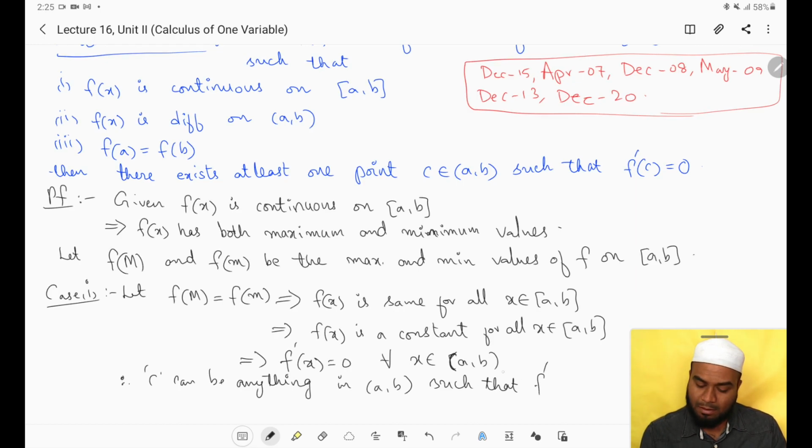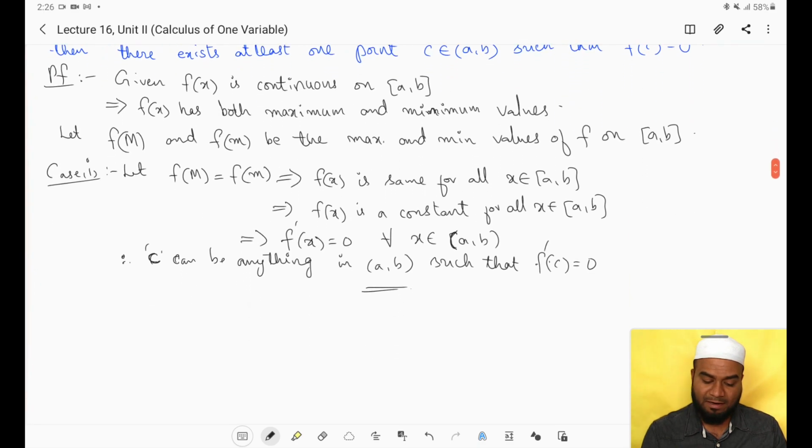So what will happen in between a and b? I am selecting c to be anything, because if this is true, this f dash of x is 0 for all x. I can select any x, so I can select any c in between a and b such that f dash of c will be 0. So I have proved that c can be anything in the open interval a comma b such that f dash of c is 0. I have proved this by assuming f of capital M is equal to f of small m.